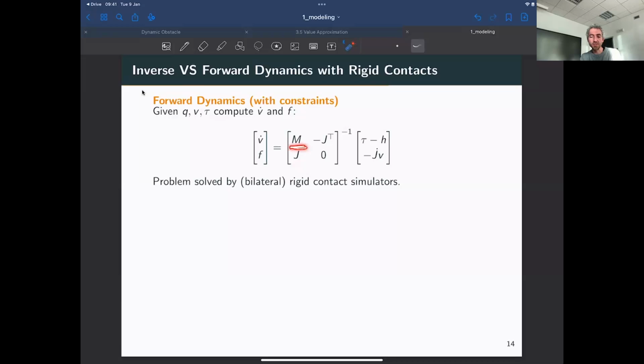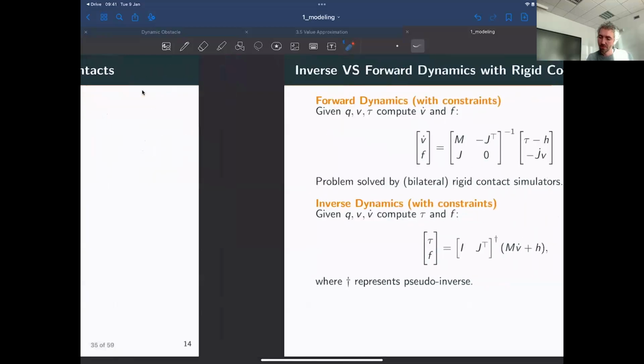So M, the mass matrix, is always invertible. So if J is a full rank matrix, then also this is going to be invertible. If J is not, then this is not invertible. And that is related to the geometry of my contacts. But yeah, we don't need to go there. It becomes a bit complicated.